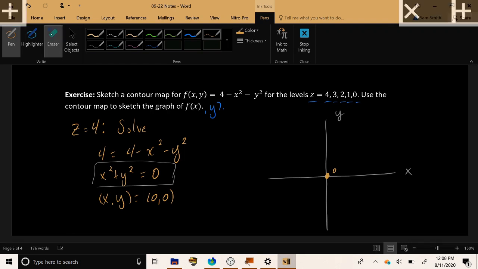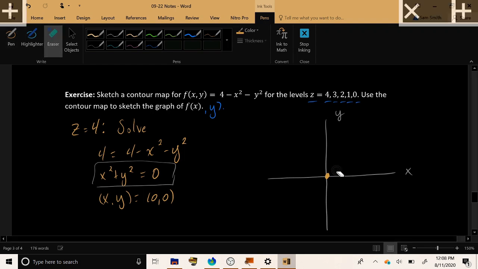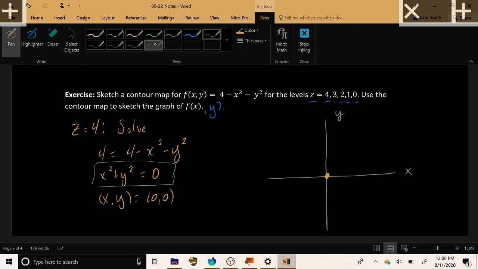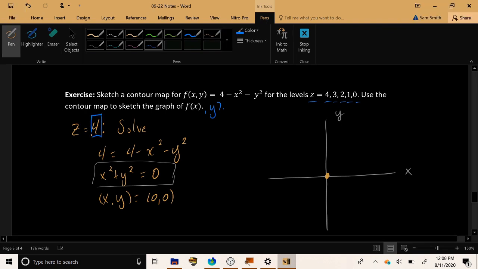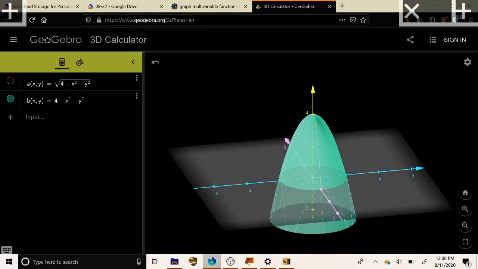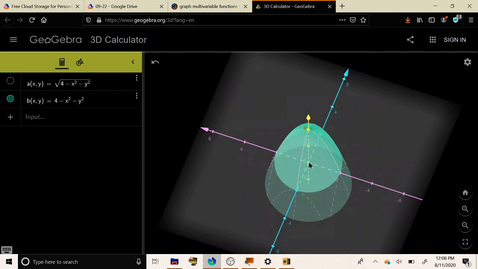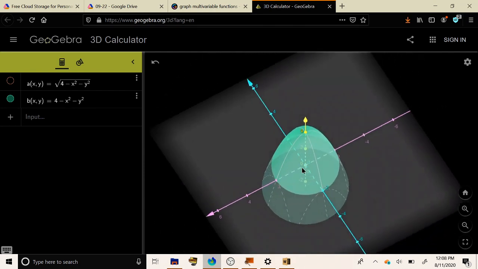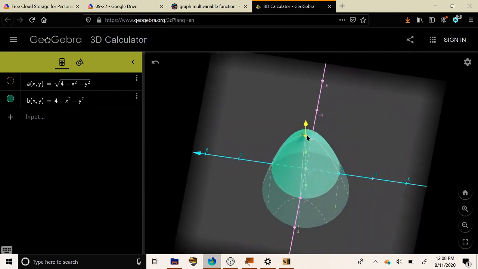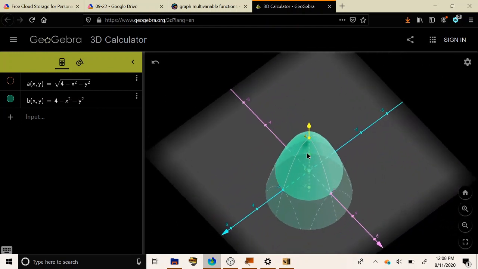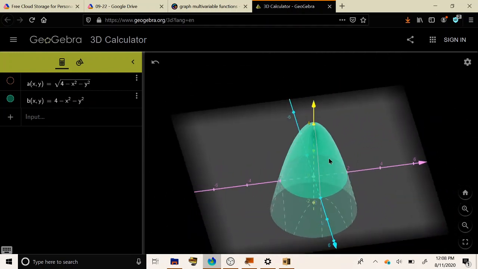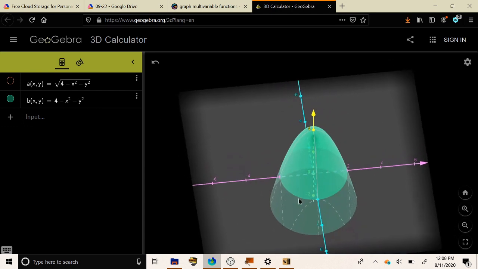I'm just going to mark that point at the center. Excuse me, an elevation of 4. I'm going to mark that point with the corresponding z value. That point has an elevation of 4. Now let's compare that with the graph that we created using technology. Here at this point, in the center, 0, 0, our function does indeed have a height of 4. And that center point is the only point in the picture that reaches that height.